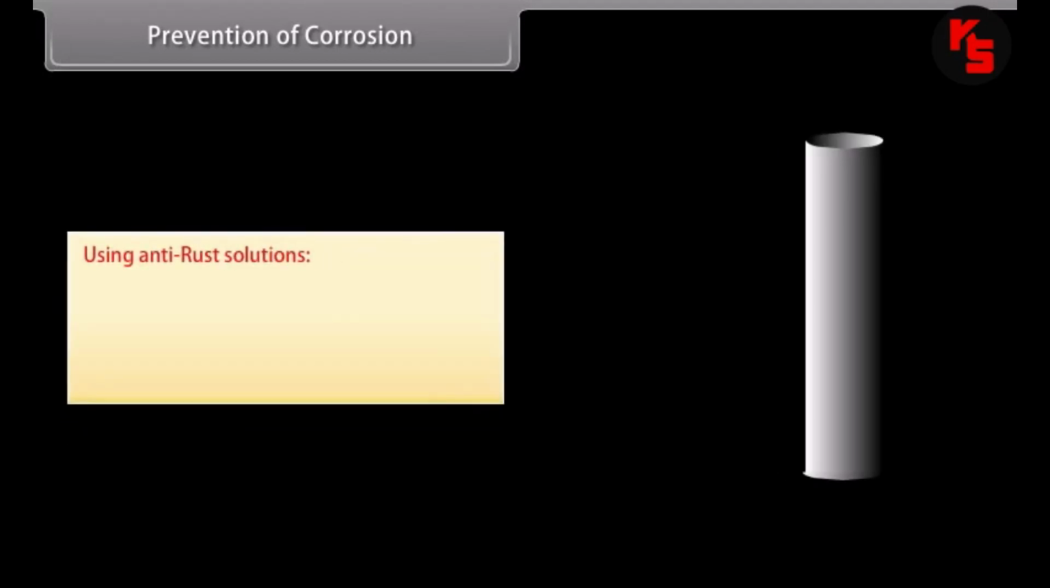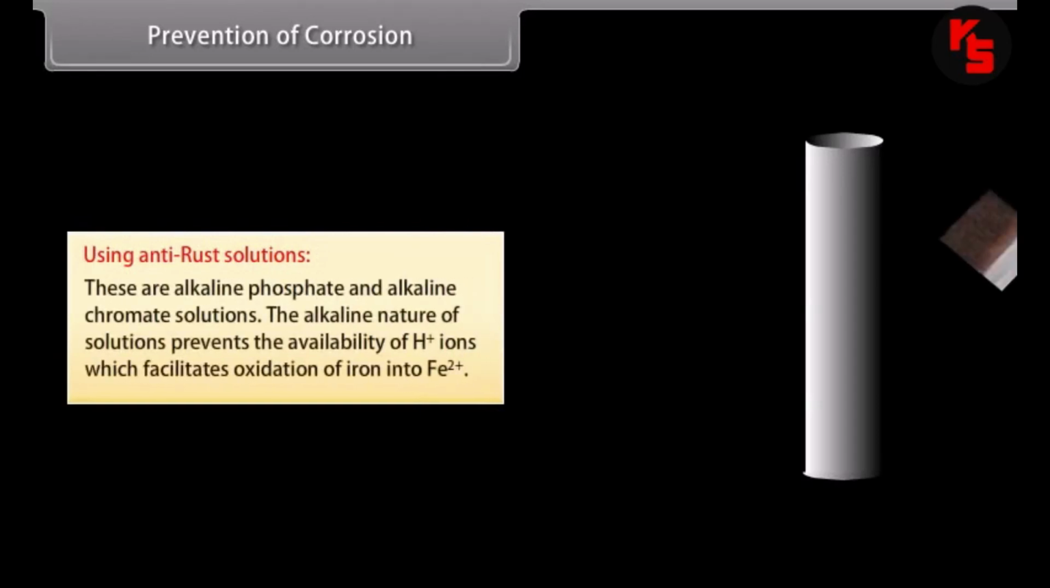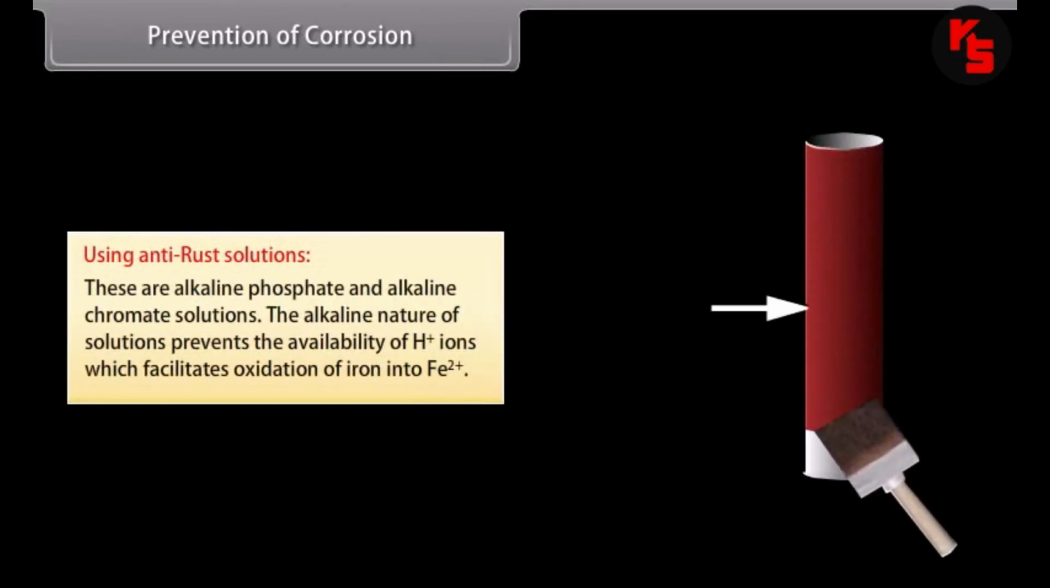Using anti-rust solutions. These are alkaline phosphate and alkaline chromate solutions. The alkaline nature of the solutions prevents the availability of H+ ions, which facilitates oxidation of iron into Fe+2.